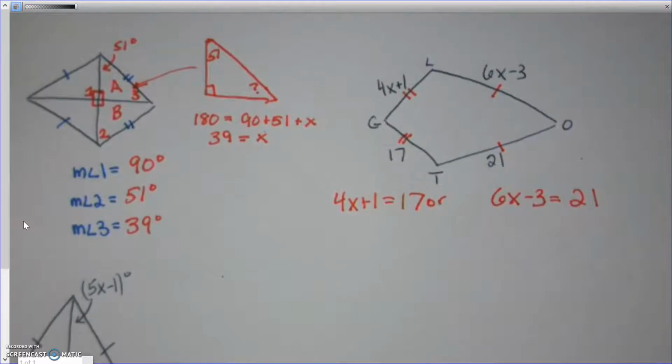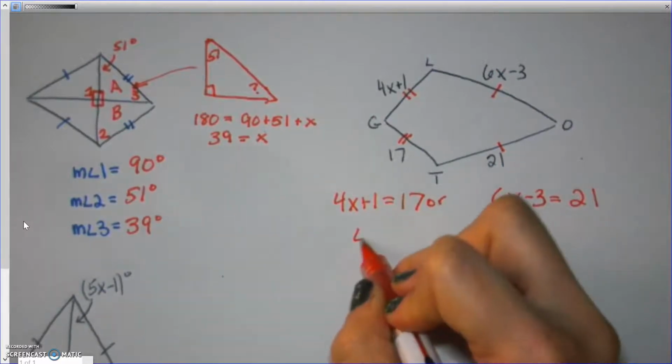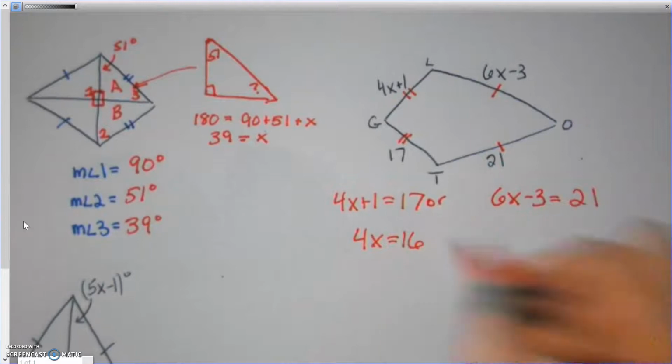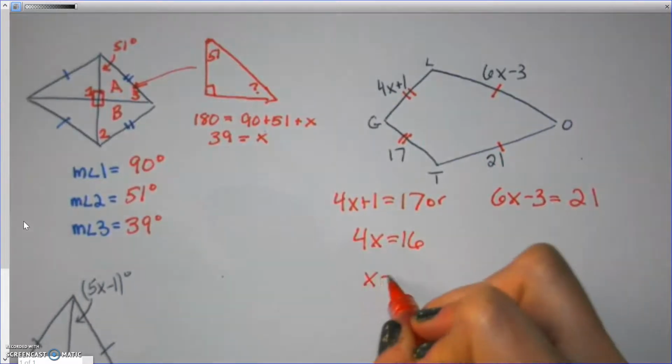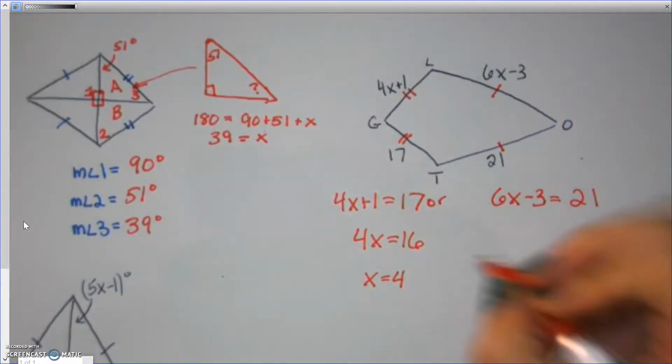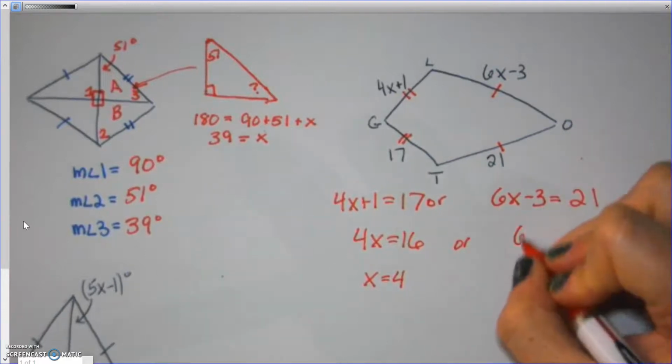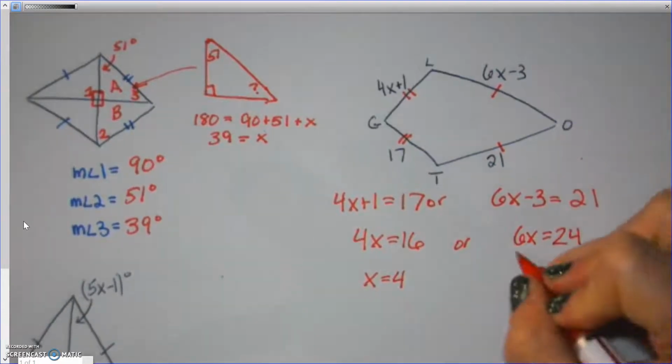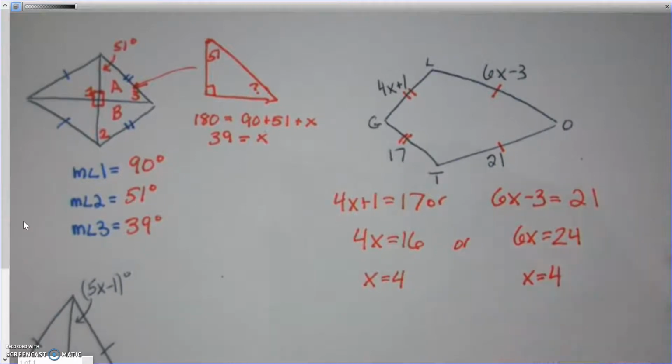If we solve this out, we could subtract 1 on both sides and get that 4x is 16, and divide by 4, we get x is 4. Or we could do 6x equals 24, divide by 6, and we get x is 4 as well.